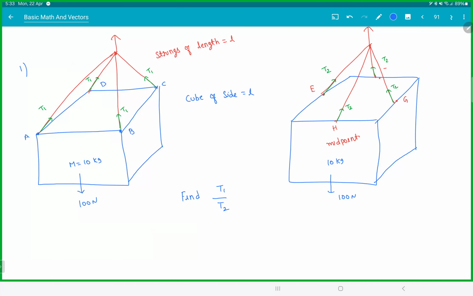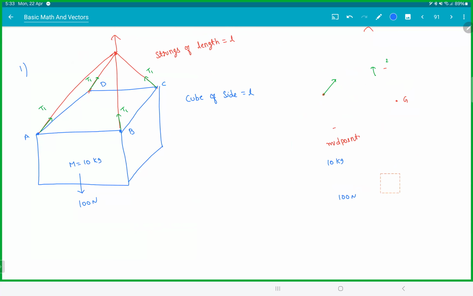See, first thing. This guy, let's first figure out the angles. Again, like I said, it's all about getting the angles. Root 3 by root 2. Okay, that looks right. So we have a square here.